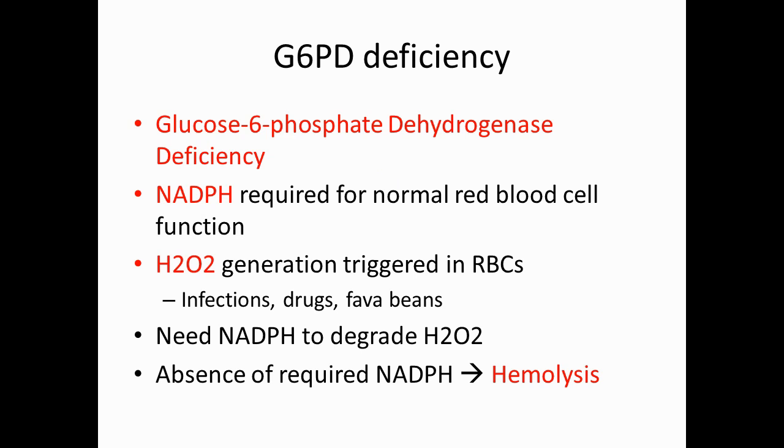G6PD deficiency is glucose 6-phosphate dehydrogenase deficiency, which we have seen before in my previous video. So make sure you check out my previous video first and then come back here to understand this topic. G6PD is needed in the oxidative reaction of the HMP shunt, and NADPH is required for normal red blood cell function. H2O2 generation is triggered in RBCs because of infection, drugs and fava beans, which is very harmful for our RBCs. NADPH is required to degrade H2O2, how that happens we are going to see in the next slide. In the absence of NADPH, that will lead to hemolysis of the RBCs.